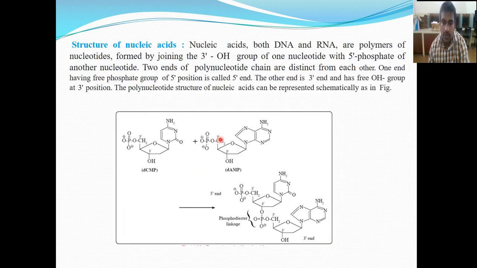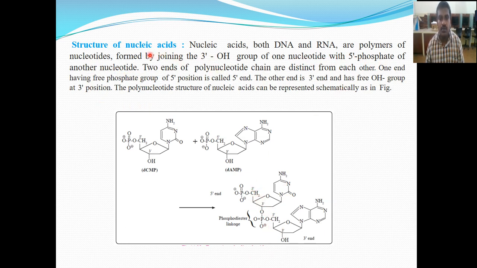Then the structure of nucleic acids. Now we'll see the structure of nucleic acid. Both DNA and RNA are polymers of nucleotides, formed by joining the 3 prime hydroxyl group of one nucleotide with the 5 prime phosphate of another nucleotide. Here you can see the 3 prime end, and this is the 5 prime end.